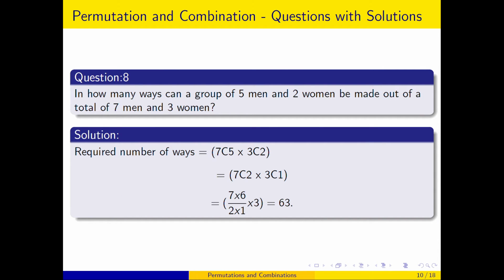Next question: in how many ways can a group of 5 men and 2 women be made out of a total of 7 men and 3 women? The required number of ways is: out of 7 men we have to choose 5 men, and out of 3 women we have to choose 2 women. So 7C5 into 3C2 is equal to 63, after some simplification.